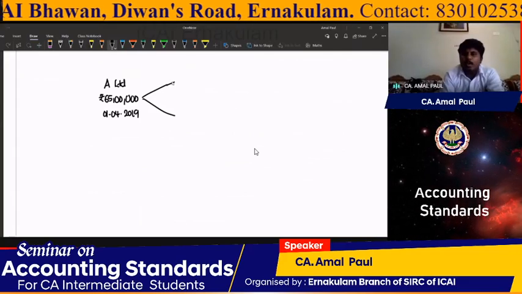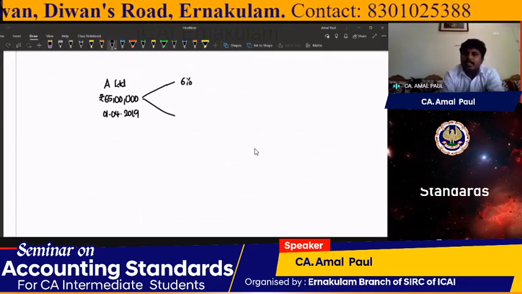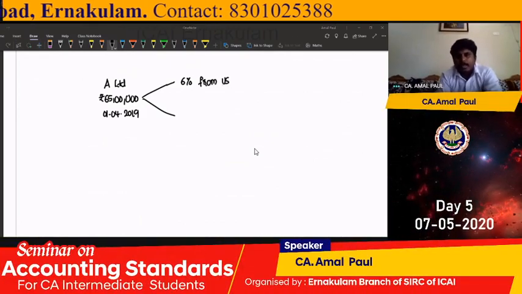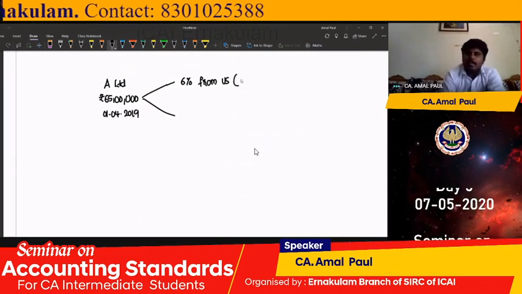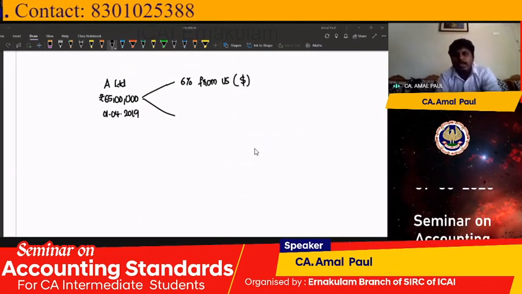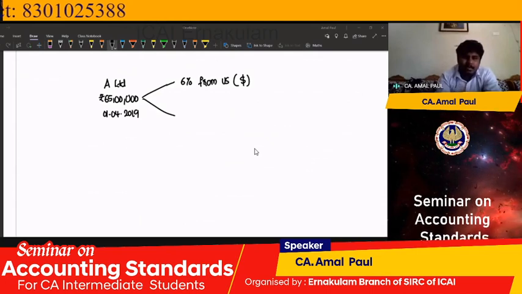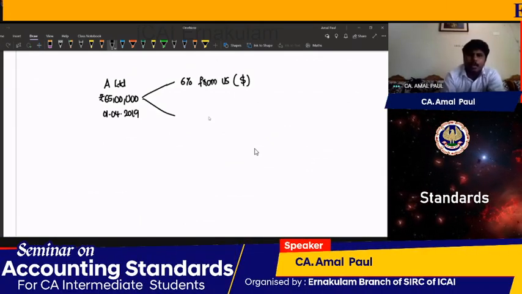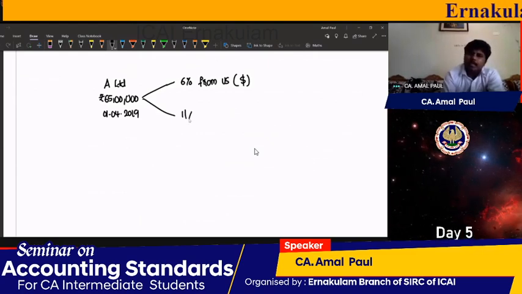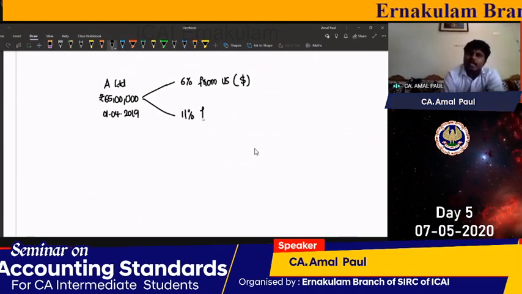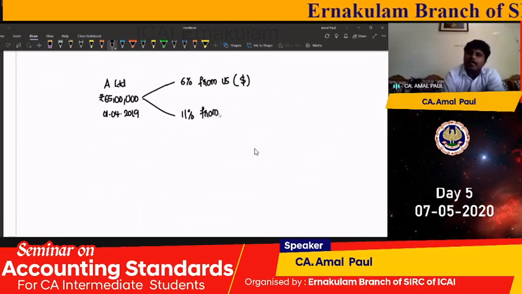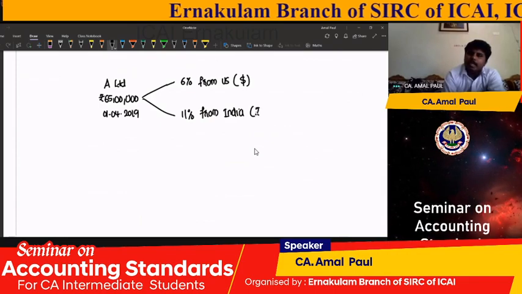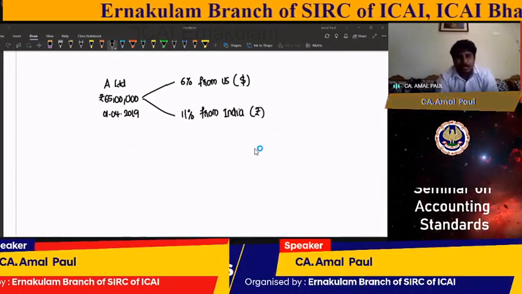They have two options. Either they can borrow at 6% from the US, that is, they have to take a loan in US dollars, and the interest rate for that type of loan is 6%. Or they have to pay 11% interest if the loan is in Indian rupees.